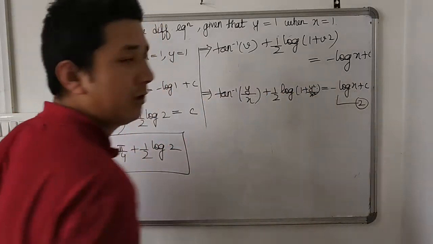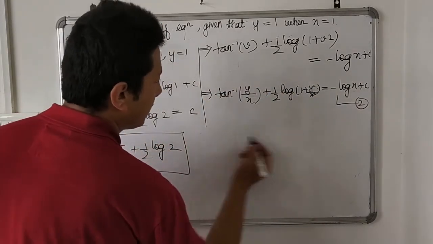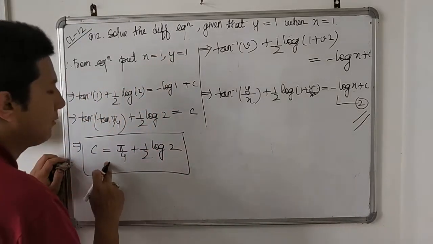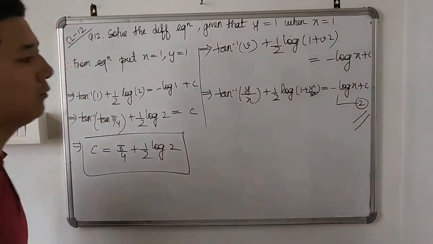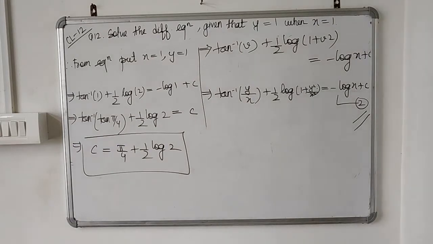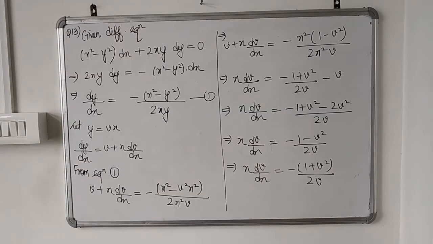This value we'll put out here, and that completes your answer. Okay, so please put the value for c is equal to pi by 4 plus half log 2. That will be the final answer. So please pause the video, note it down till here.